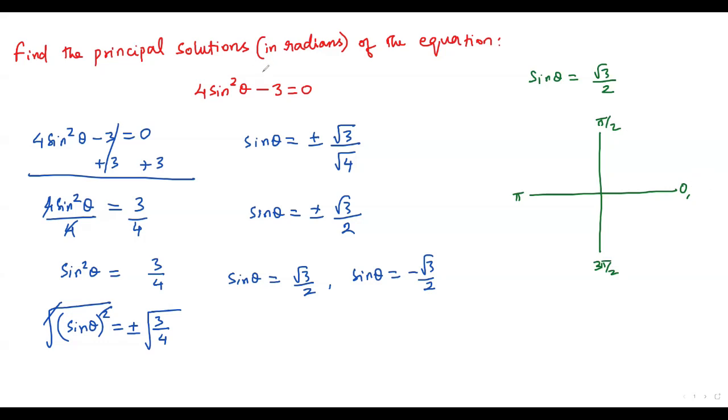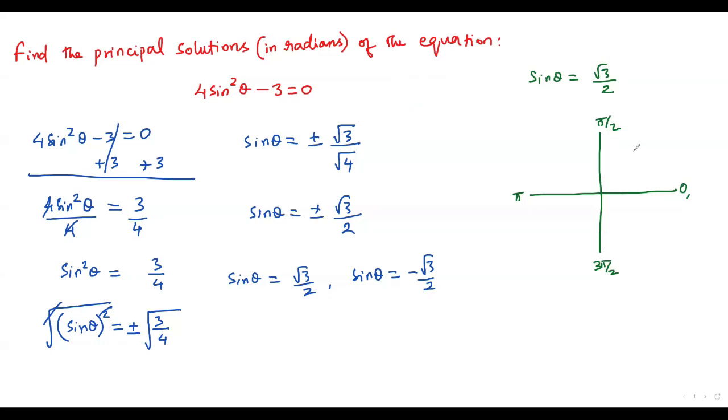That's why in the beginning when I started explaining about principal solutions, I said the interval is 0 to 2 pi, and I said we have the open interval over here because 2 pi is not included. The reason is both 0 and 2 pi are at the same position, so we just consider only 0 and we don't include 2 pi.